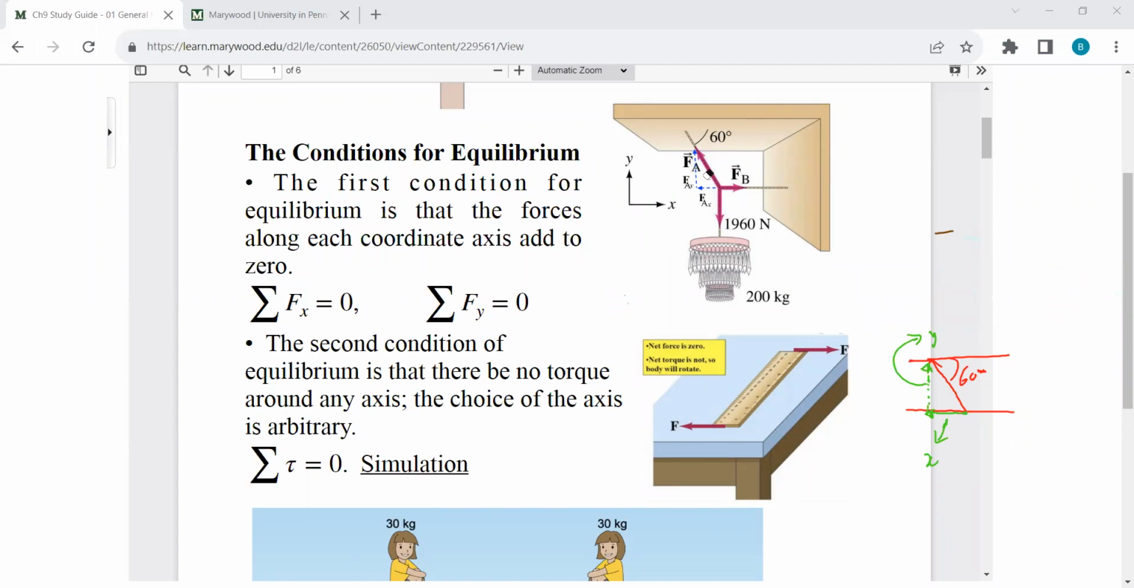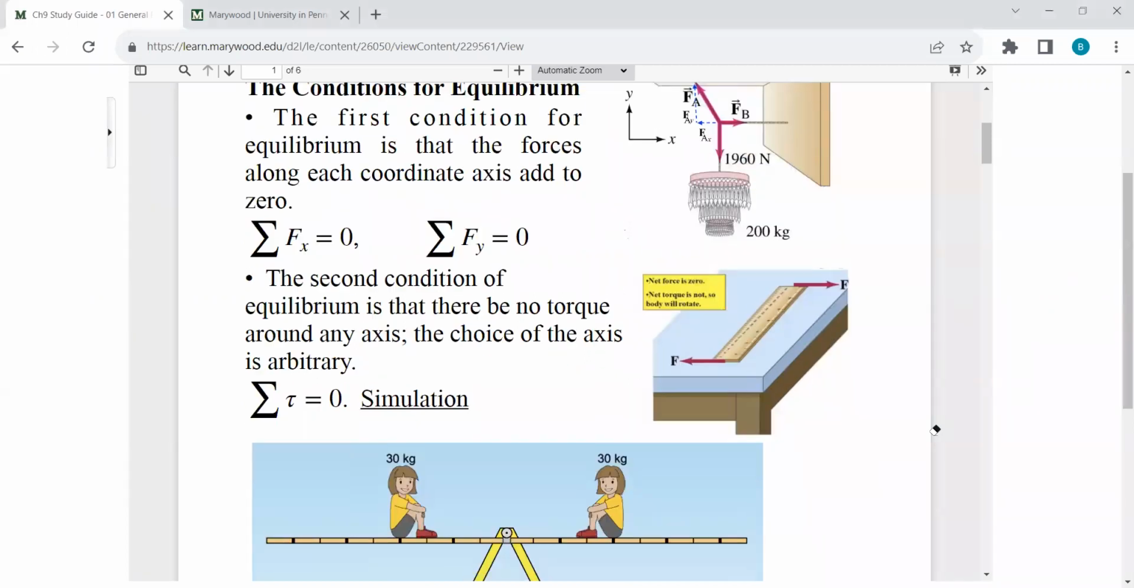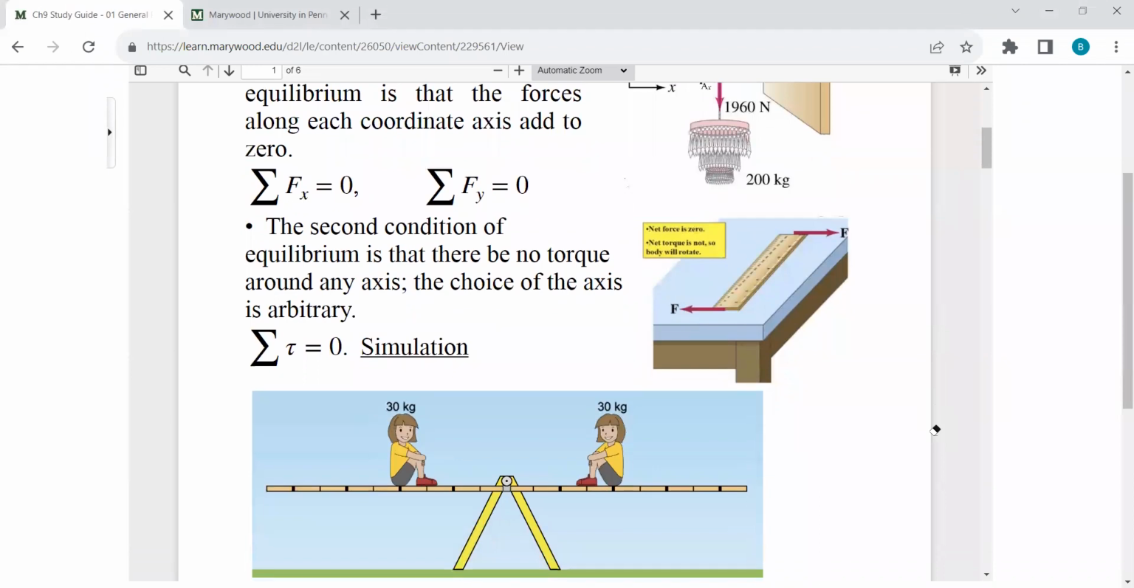Okay, all right, the next thing we are going to learn is the second condition. So what is the second condition? To understand this, let's consider this picture. Let's say we have a ruler, and there is a force F, let's say it is 5 Newtons, and another force on the other side, also 5 Newtons. These two 5 Newton forces are in opposite directions.